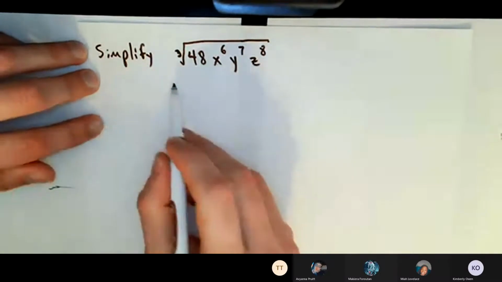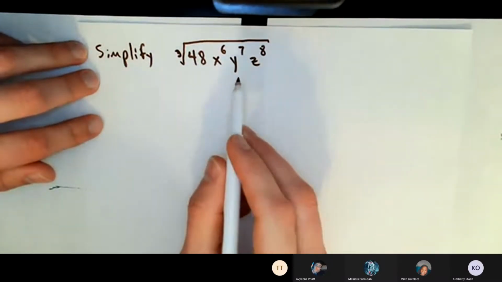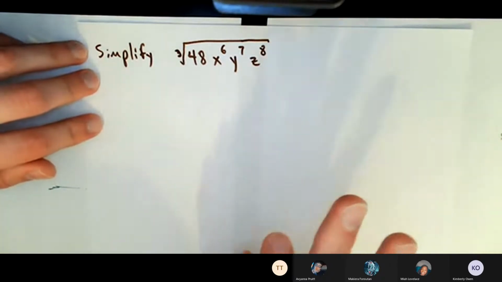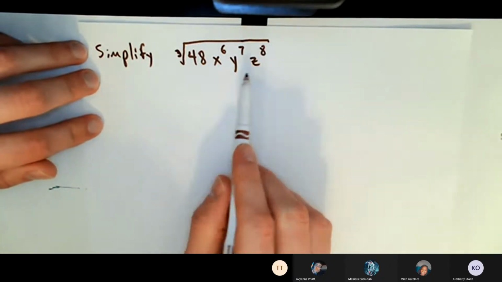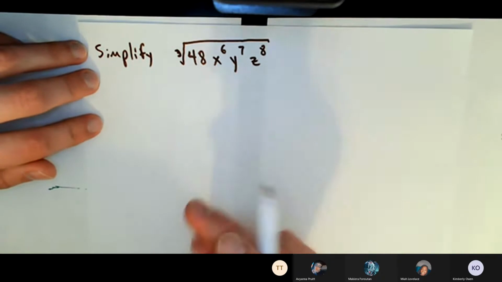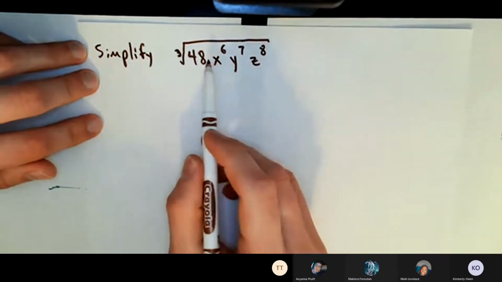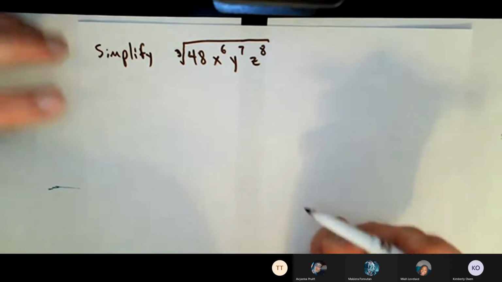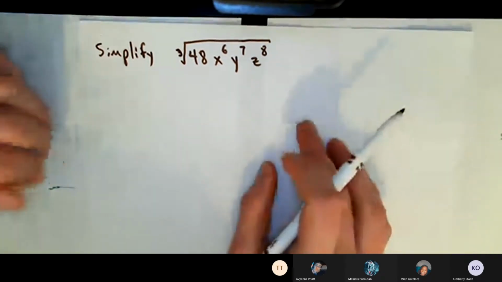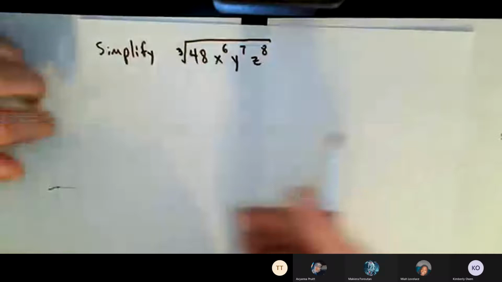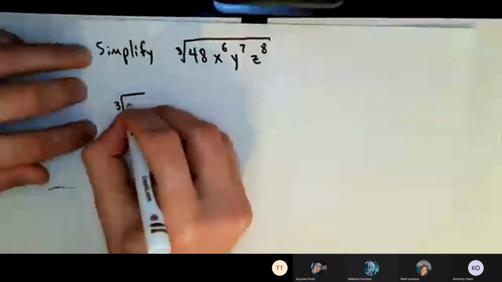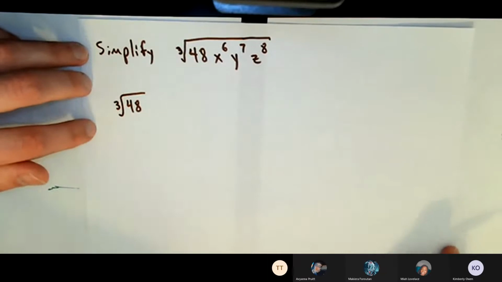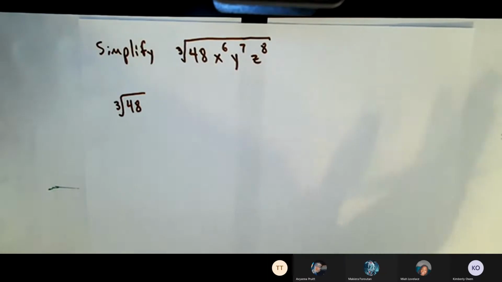Okay, so let's simplify the cube root of 48 times x to the 6th, y to the 7th, z to the 8th. So we already know the rules for radicals tell us that we can split this up into 4 different radicals, right? Because there's a product, there's the 48 times this x term, y term, z term. And in fact, if you like to work this way, you can split them up and literally write them out individually and work them individually and then just put all the pieces back together. Maybe you like doing that.